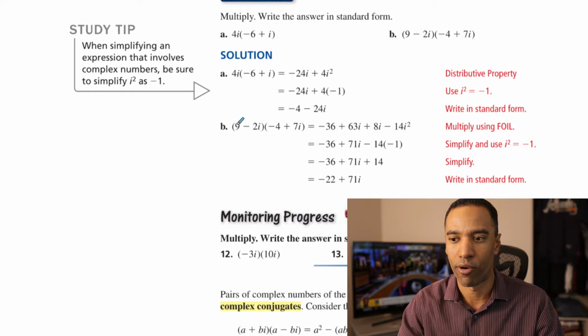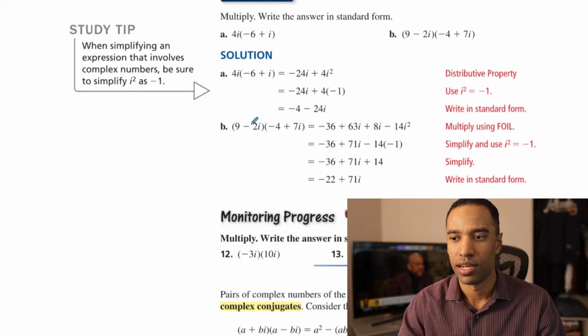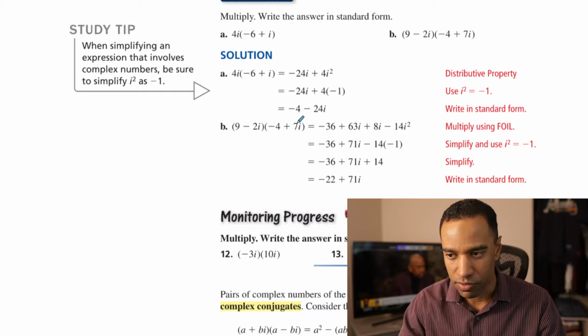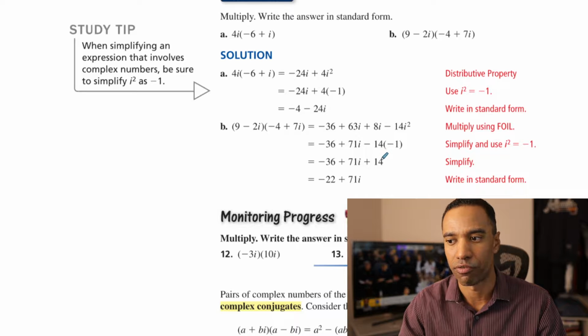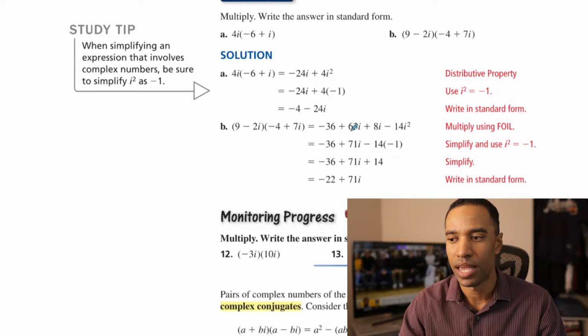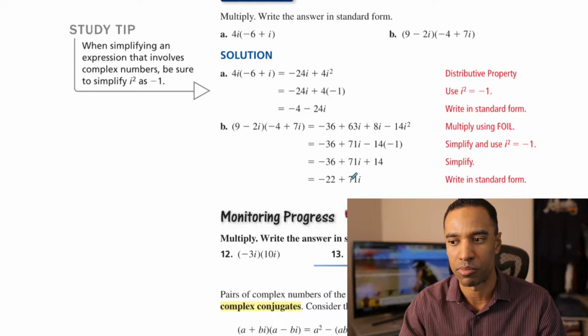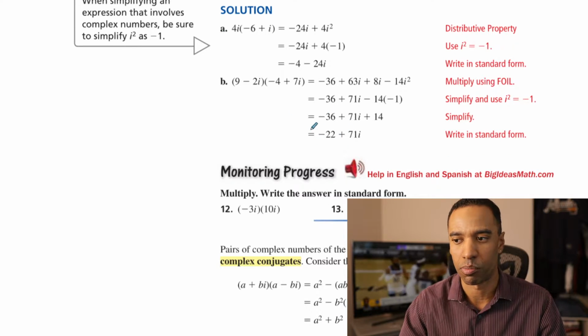This next one is straight up FOIL. 9 times negative 4 is negative 36. 9 times 7i is 63i. Negative 2i times negative 4 is positive 8i. And negative 2i times positive 7i is negative 14i squared. i times i being i squared. i squared is negative 1, and subtracting a negative means addition. So it becomes a real number. We do negative 36 plus 14 to get negative 22, and 63i plus 8i combines to become 71i. Here's the result of multiplying those things.